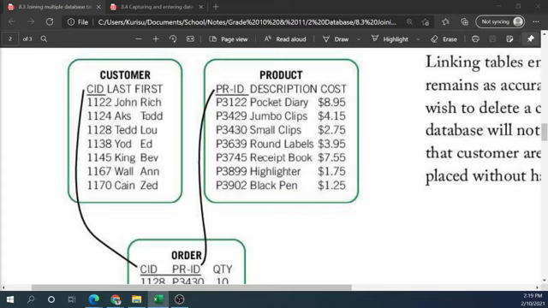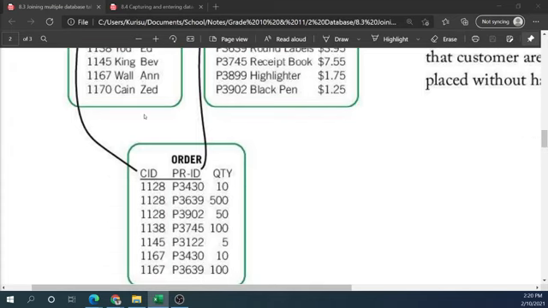Sir, CID. So in the customer table, what is the primary key? CID. CID, good. In the product table, what would be the primary key? PRID. PRID, very good. And in the order table, what would be the primary key?